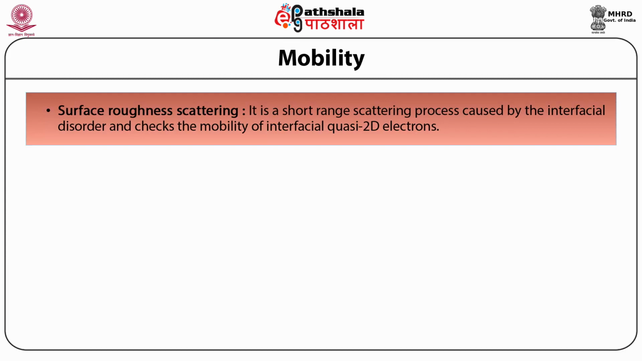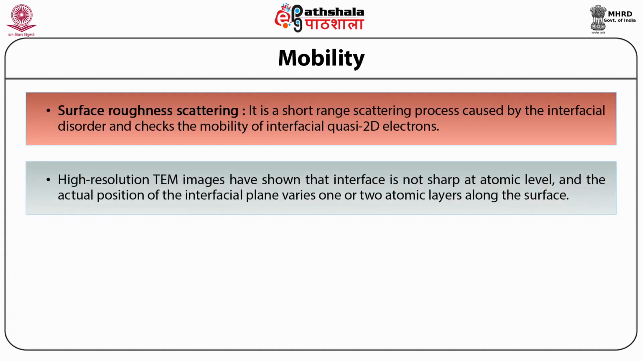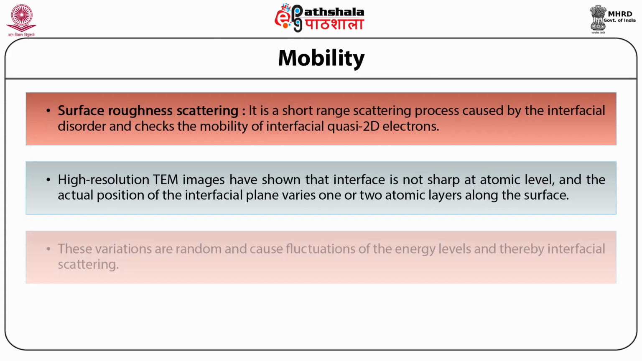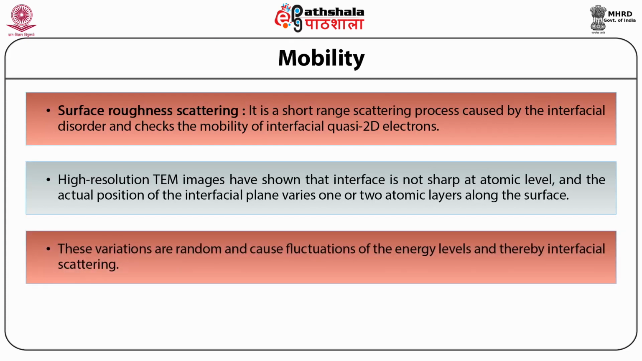It is a short-range scattering process caused by the interfacial disorder and checks the mobility of interfacial quasi 2D electrons. High-resolution TEM images have shown that the interface is not sharp at atomic level and the actual position of the interfacial plane varies by one or two atomic layers along the surface. These variations are random and cause fluctuation of the energy levels and thereby interfacial scattering.